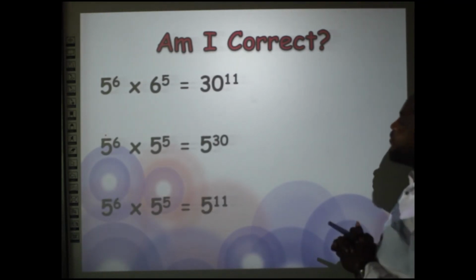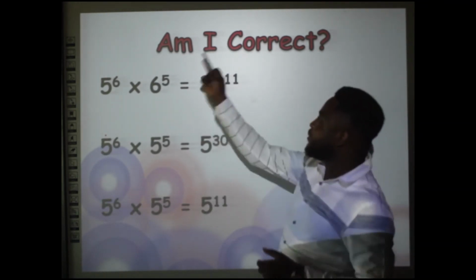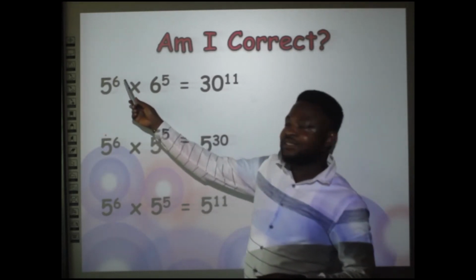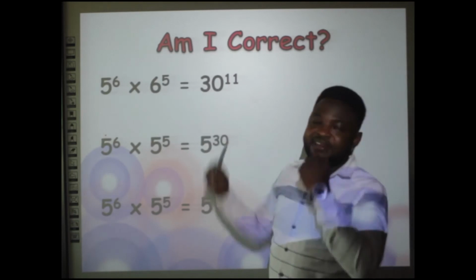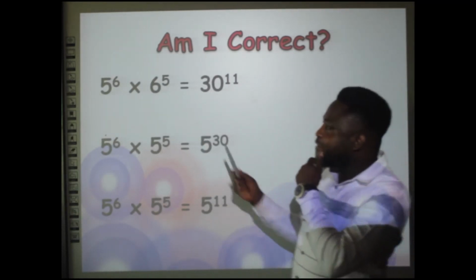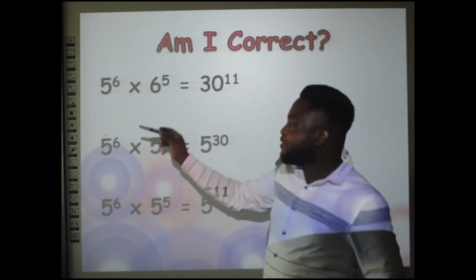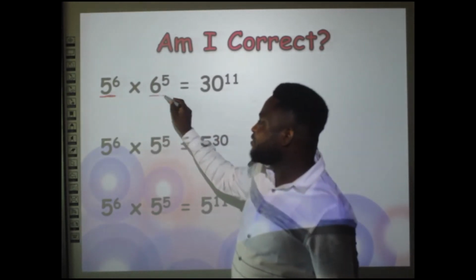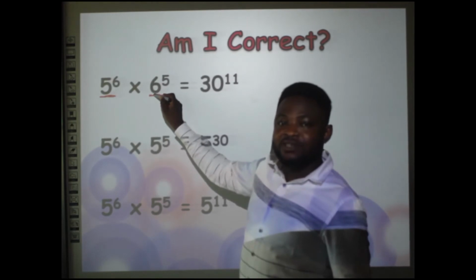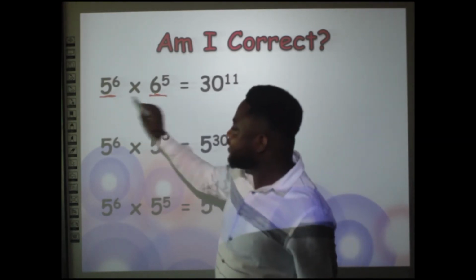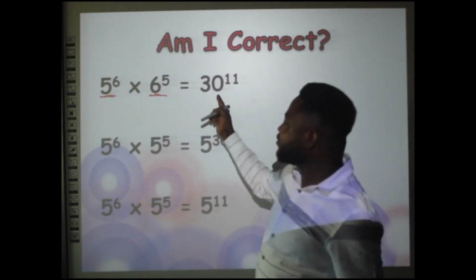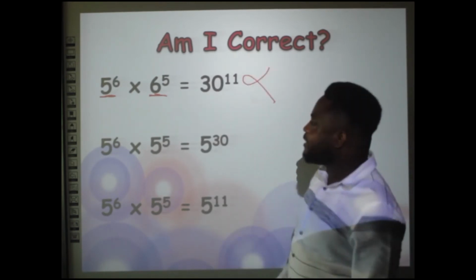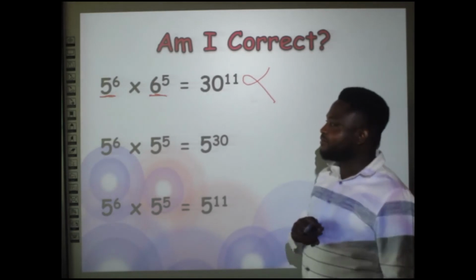Now, look at this now. Am I correct? We have 5 raised to the power 6 times 6 raised to the power 5. There is no way you can combine this together. Why? Because the base here is 5 and the base here is what? 6. Okay? It will only work if you have the same base. So this is totally wrong. This is what? Wrong. Okay? You can't get 30 raised to the power 11.